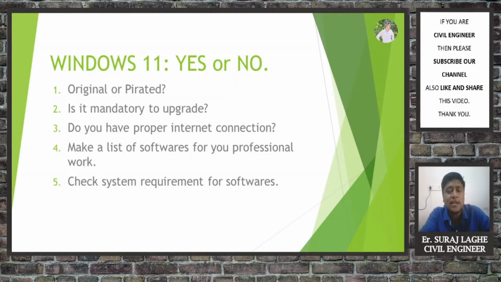Now as an engineer, the next two questions are very important. Please make a list of all required software. For example, as a civil engineer I need AutoCAD, Revit, 3ds Max, SketchUp. So please make a required software list, because we need to answer the final question, the fifth question, which is: check the system requirement for your software.